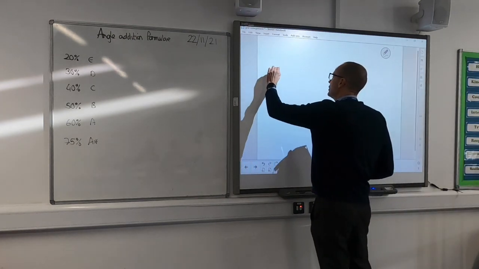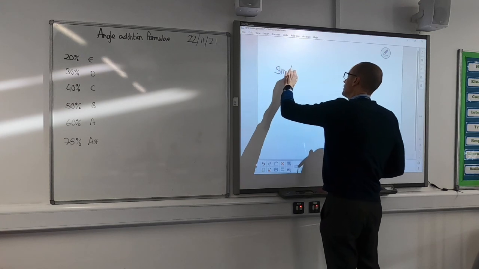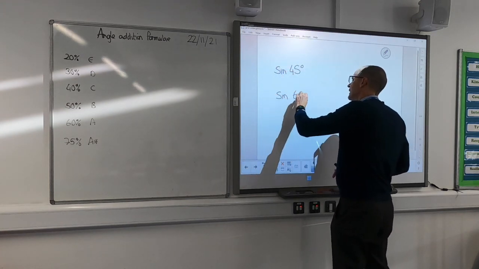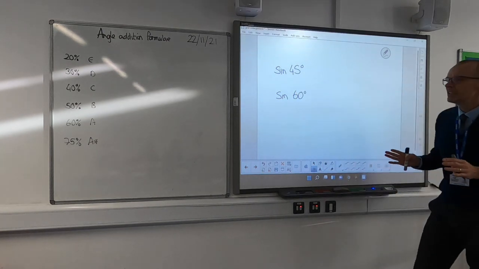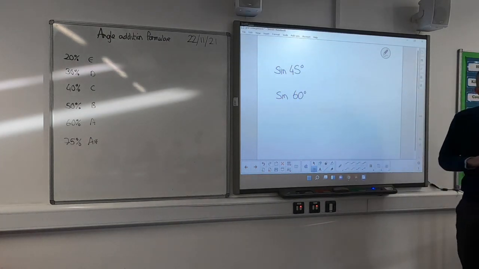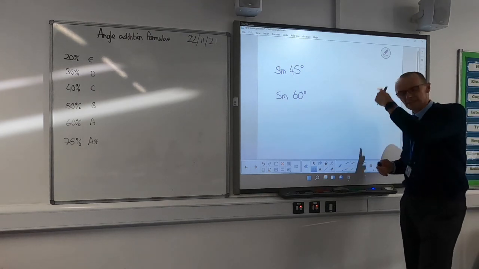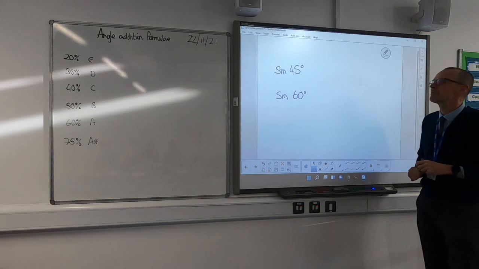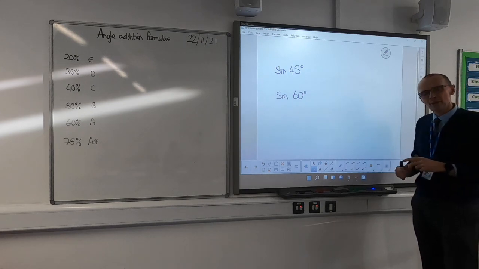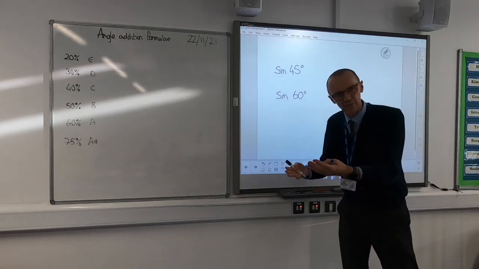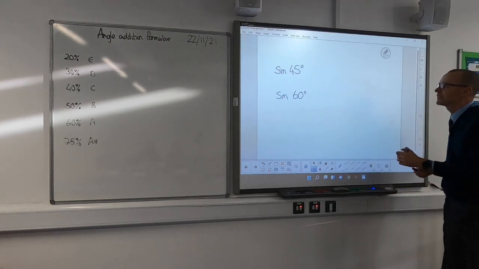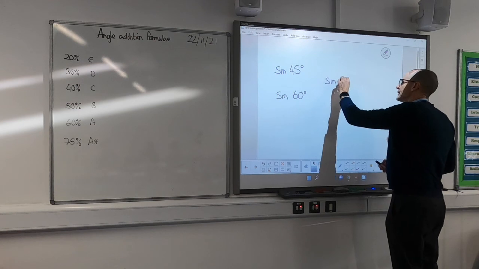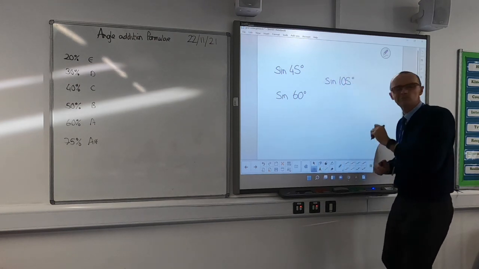In those days we knew that things like 45 degrees and 60 degrees have got nice round values of sine and cos. Tan is always a bit more complicated, although tan 45 is quite a nice one. But yeah, they've got nice round values. So my question to you is, if I knew, or it was easy to remember, the sine of 45 and the sine of 60, can I just add them together to get the sine of 105? No.